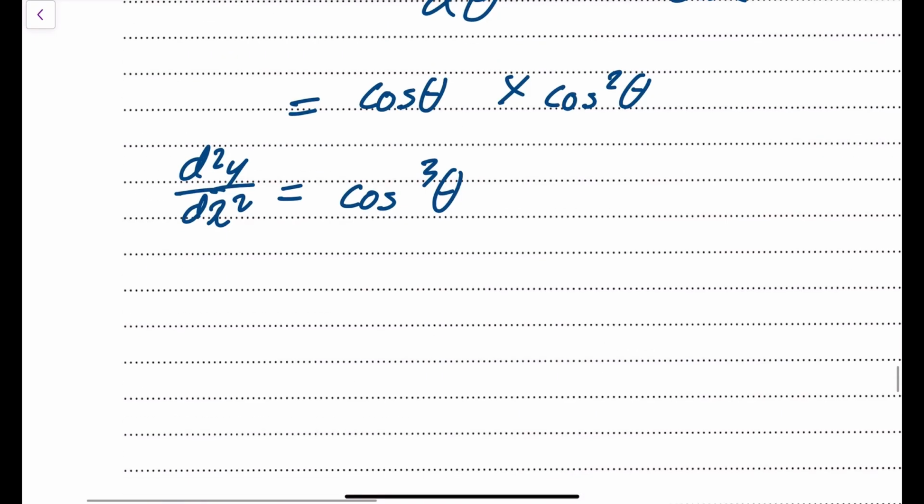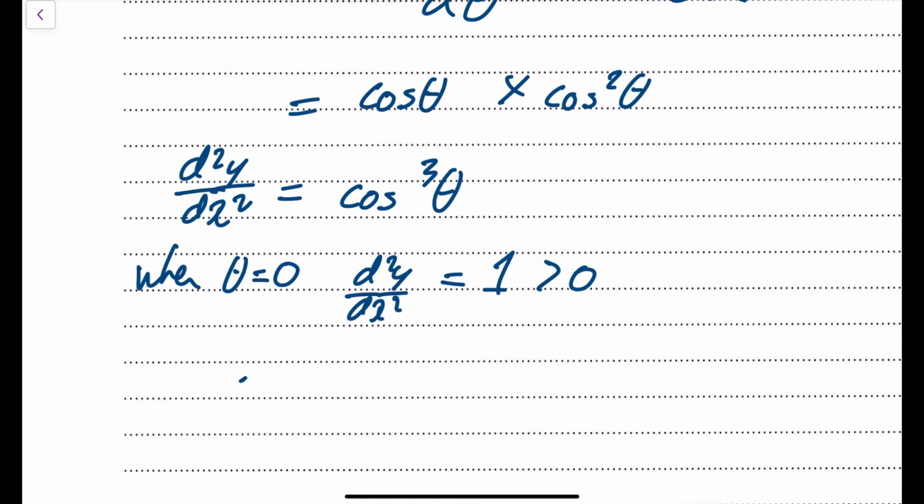Okay, now just say when theta equals 0, d2y by dx squared, put theta equal to 0 into it. Cos of 0 is 1, cube that, you just get 1, which is clearly greater than 0. Therefore, (3, -2), that was a turning point which corresponded to theta equal to 0. So because d2y by dx squared is greater than 0, (3, -2) is a minimum turning point.